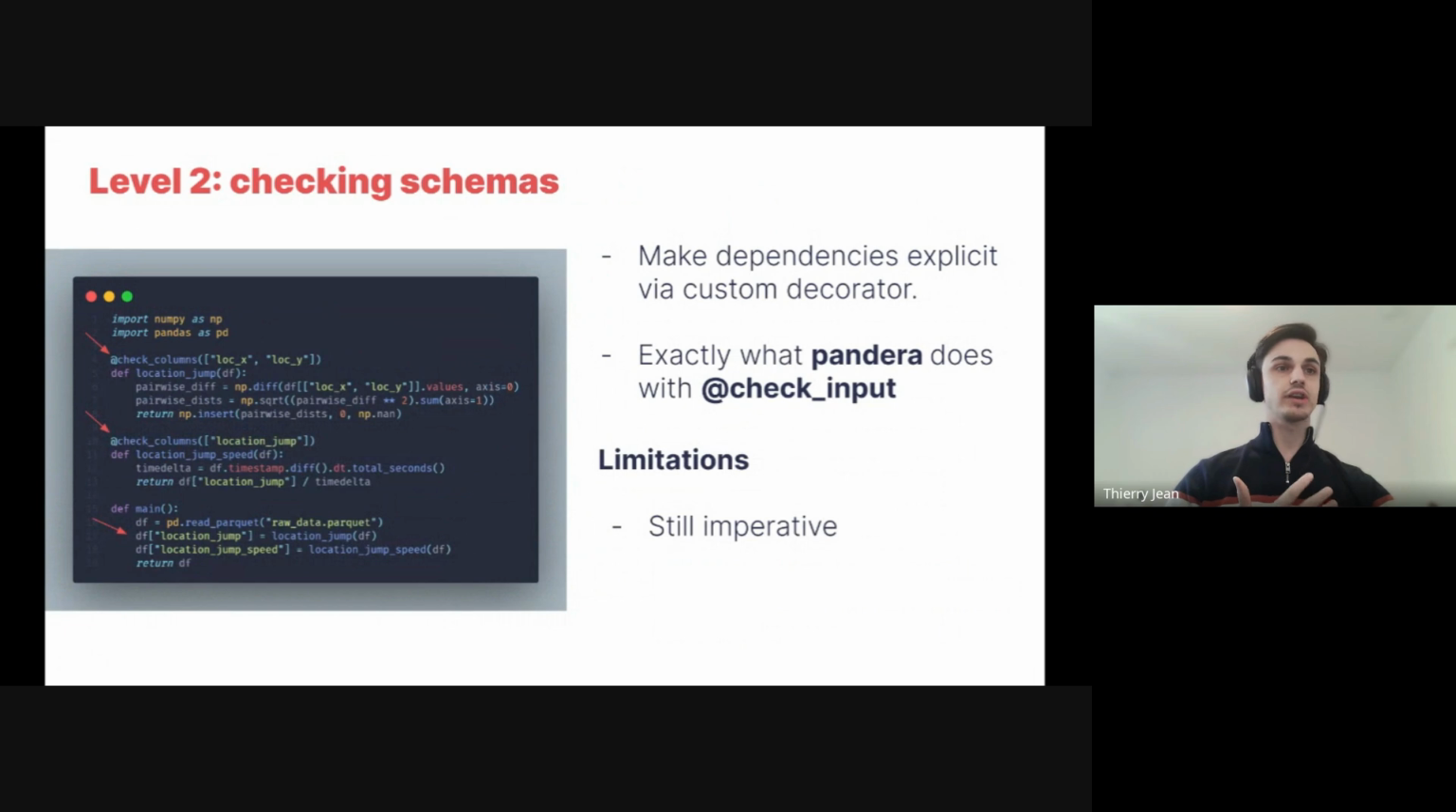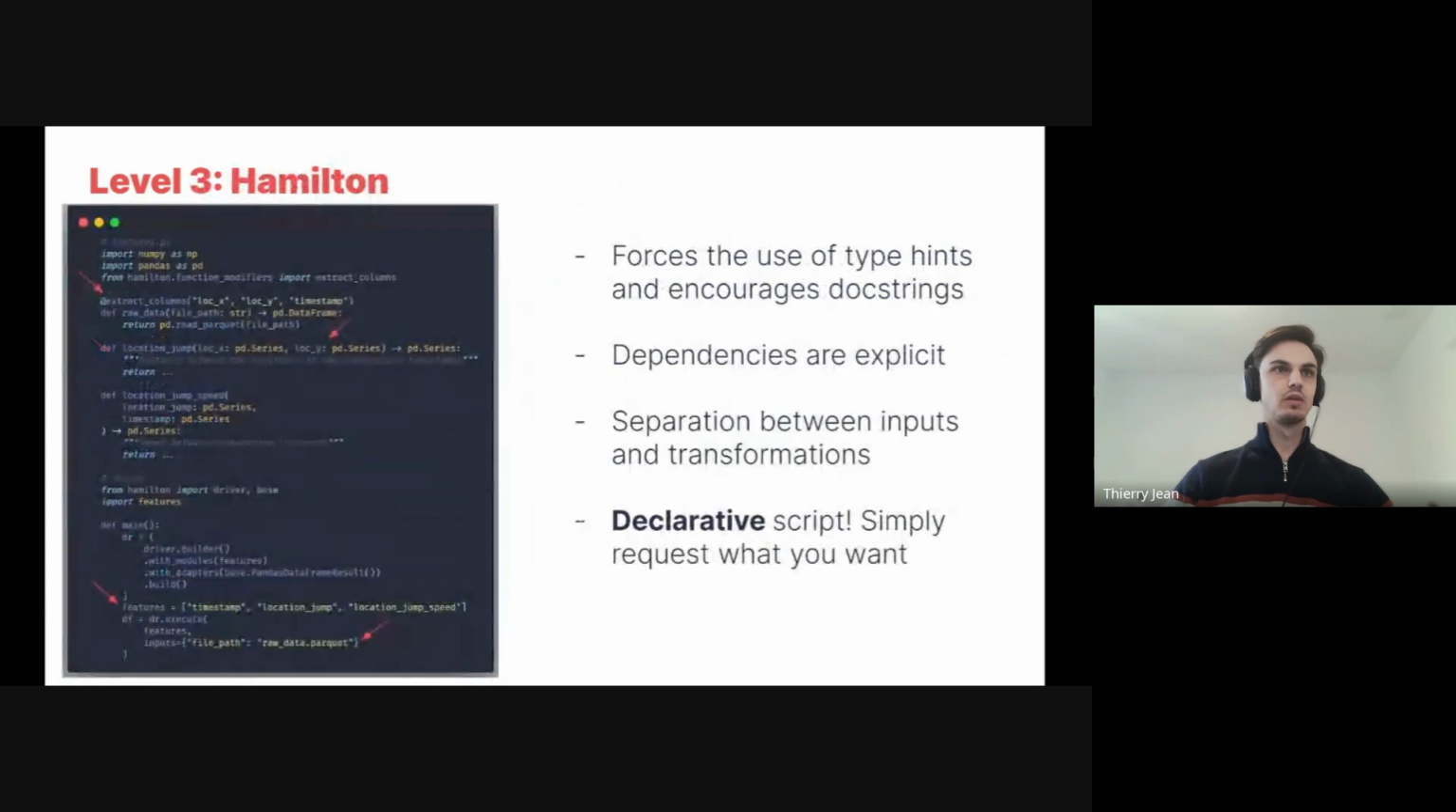Even though I check for things, I have the responsibility of ordering steps and maintaining that, which is prone to breaking once you start to add tens of features. So then I discovered Hamilton around that time, and it made my life much easier. For one, it forces you to use type hints, which were starting to be supported in Python. And it makes dependencies explicit.